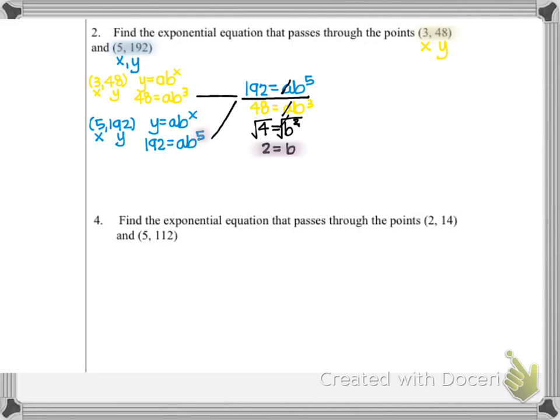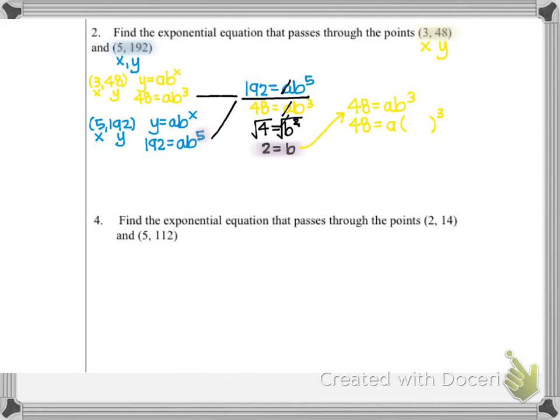So there's b. All right, now go back to the original equations, either the blue one or the yellow one. It doesn't matter which one. Choose the one that you like the best. I think I'm going to go to the yellow equation only because the numbers are smaller. So I'm going to rewrite 48 is equal to AB cubed. And I'm going to take what I got for B and plug it in. So I'll get 48 is equal to A, plug my B in there.